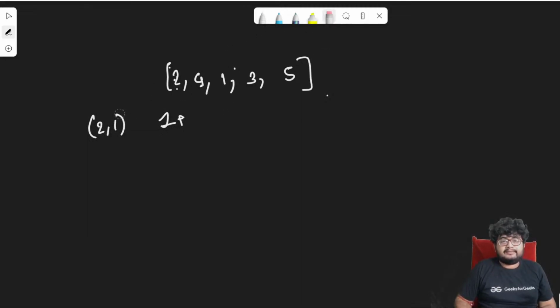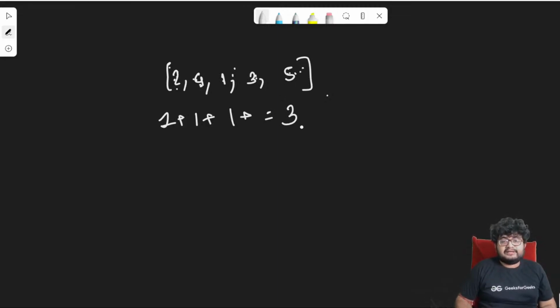Let's not write them. Again, 2, 3 is an inversion? No. 2, 5? No, it is in order. 4, 1 is an inversion. 4, 3 is an inversion. 4, 5 is not an inversion. 1, 3 is not an inversion. 1, 5 is not an inversion. 3, 5 is not an inversion.